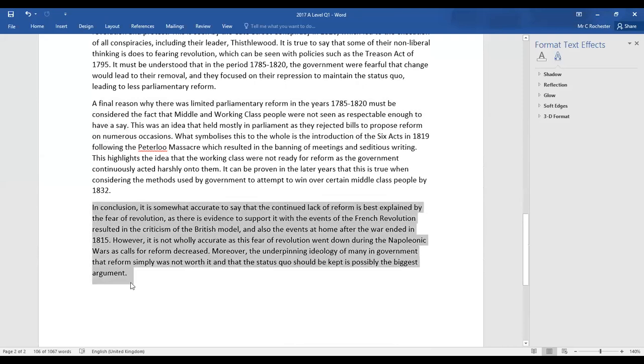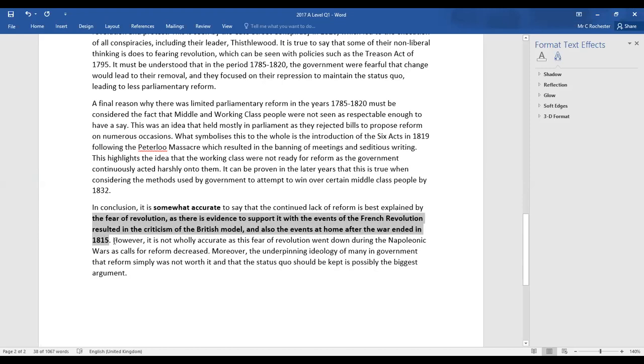Now, when I was looking at this, I thought it was a good conclusion, just about. "In conclusion, it is somewhat accurate to say." Somewhat accurate is a really nice phrase. "But the continued lack of reform is best explained by the fear of revolution, as there is evidence to support it with the events of the French Revolution, criticising the British model." That's their judgment and their explain, their J&E.